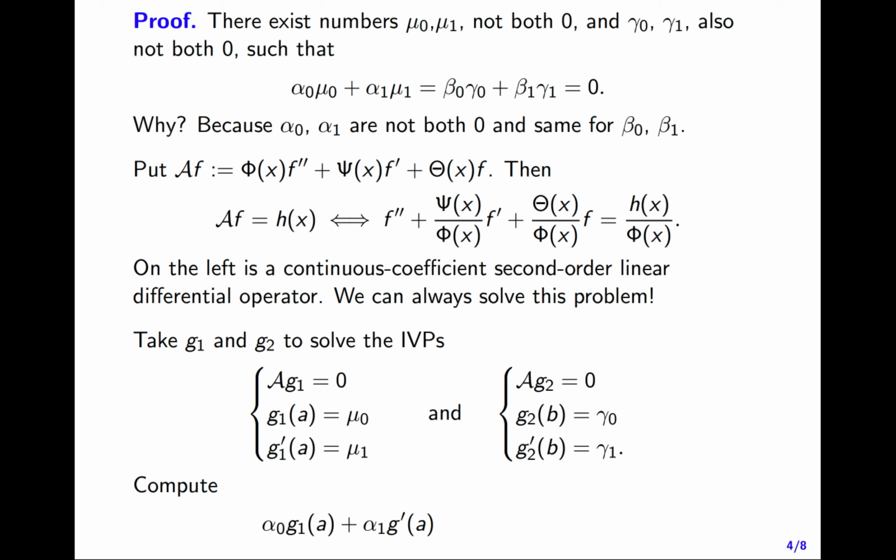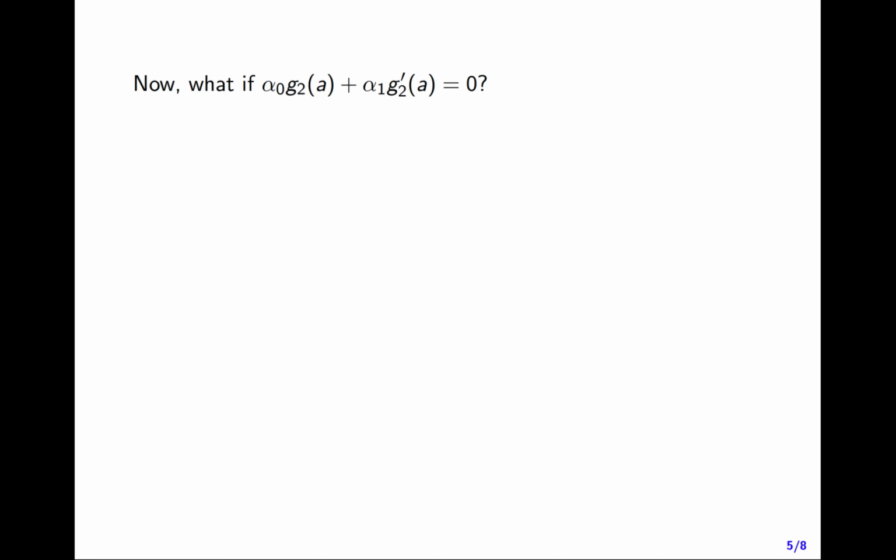Now let's compute something. Alpha 0 times g1 of a plus alpha 1 times g1 prime of a equals alpha 0 times mu 0 plus alpha 1 times mu 1 equals 0, because of what I forced the initial conditions on g1 to be. So I see that g1 satisfies the boundary conditions at A. And you can do the same thing for g2 to show it satisfies the boundary conditions at B.